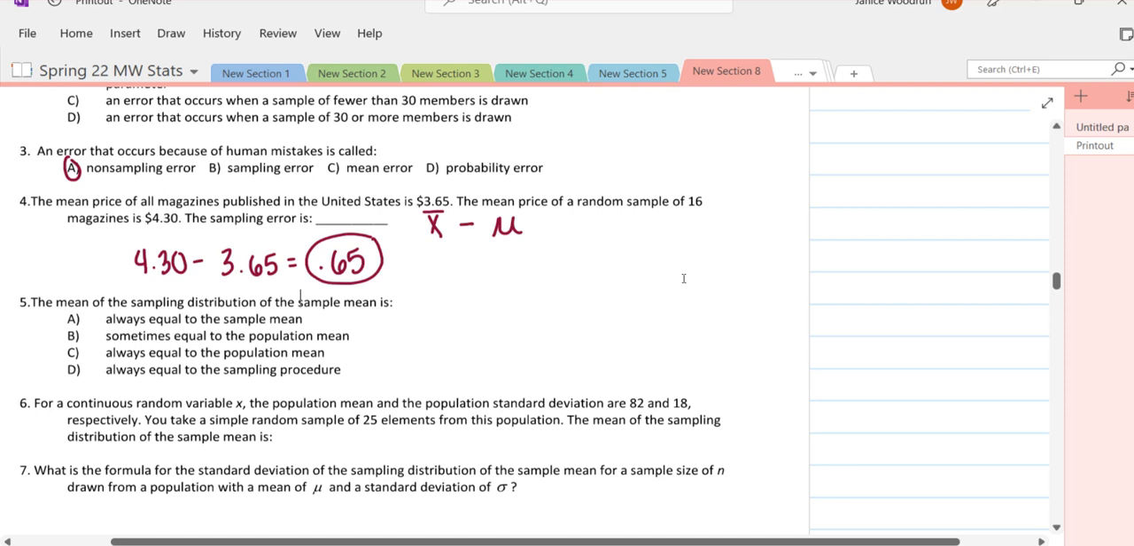Number 5. The mean of a sampling distribution of the sample mean is, it's not B. It's not D. It's either A or C, right? Which one? C. It's always equal to the population mean. So the mean of the sampling distribution is equal to the mean of the population.